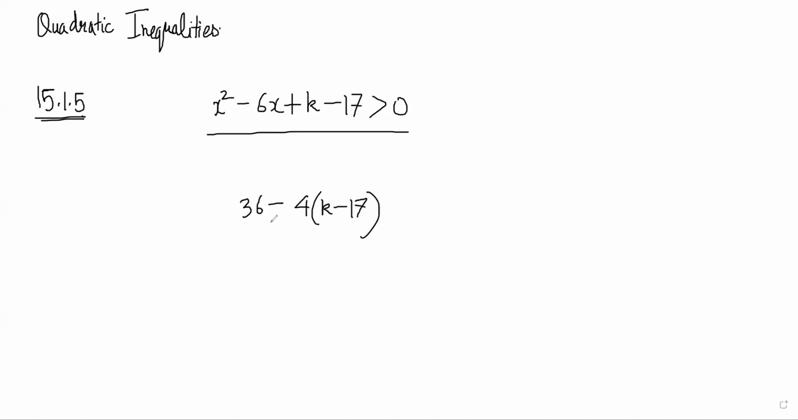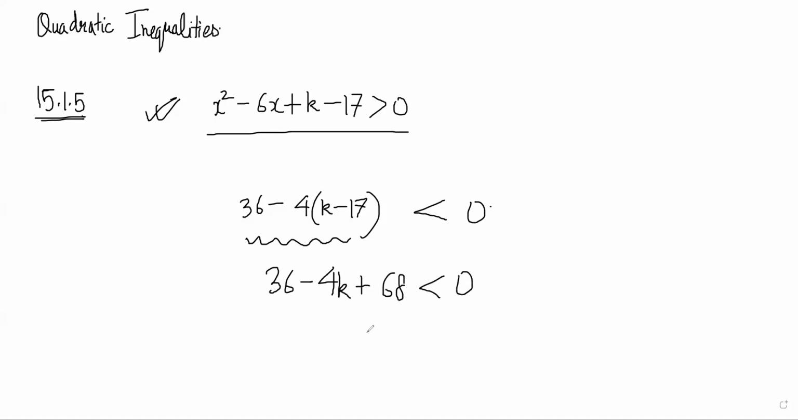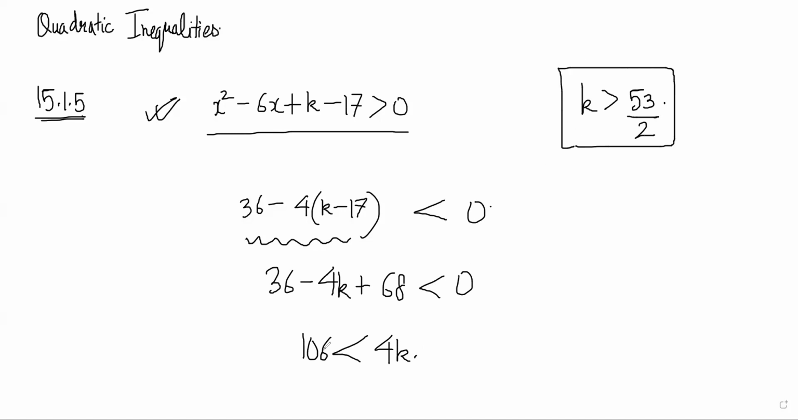And since the discriminant should be less than 0 for this, you get 36 minus 4k plus 68, so 36 plus 68 is 104. Oh wait, isn't it 104? Yeah. So k is greater than 26. Yeah, I got that.